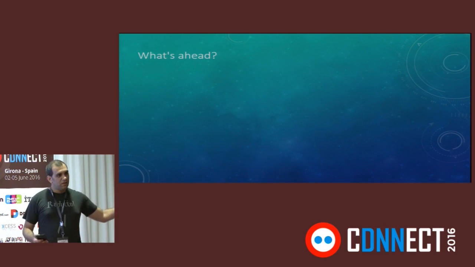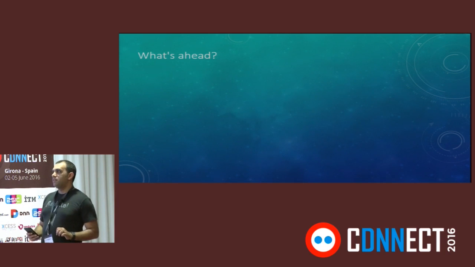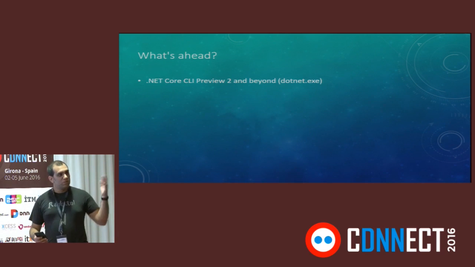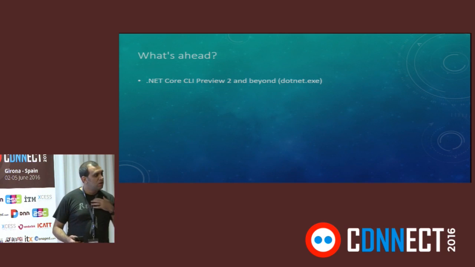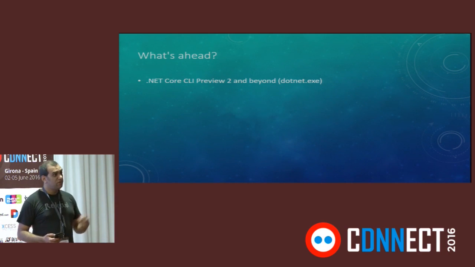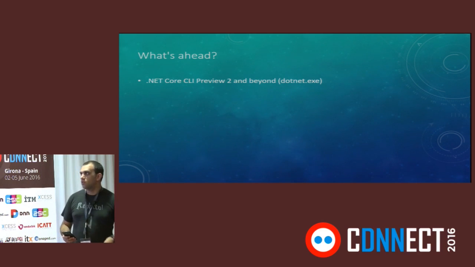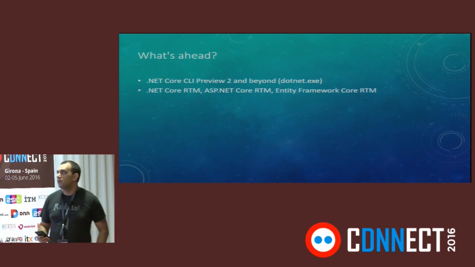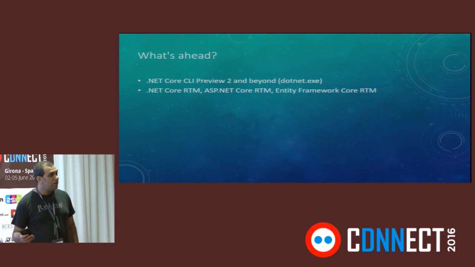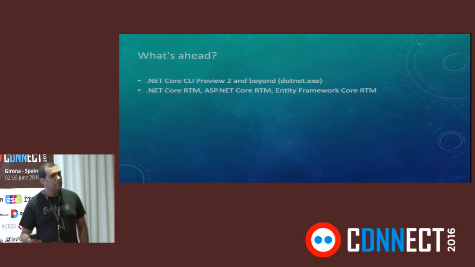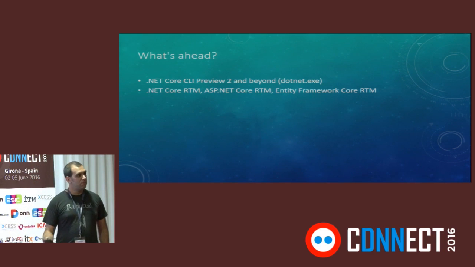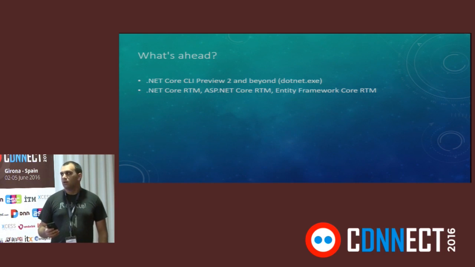So that's looking a little bit back, and some of the things that are coming up. First of all, there's more previews coming out of .NET Core command line interface. So preview 2 is coming out later this month, it should be. So we're in June, so that should happen later this month. .NET Core RTM, ASP.NET Core RTM, Entity Framework Core RTM, that should all be later this month.